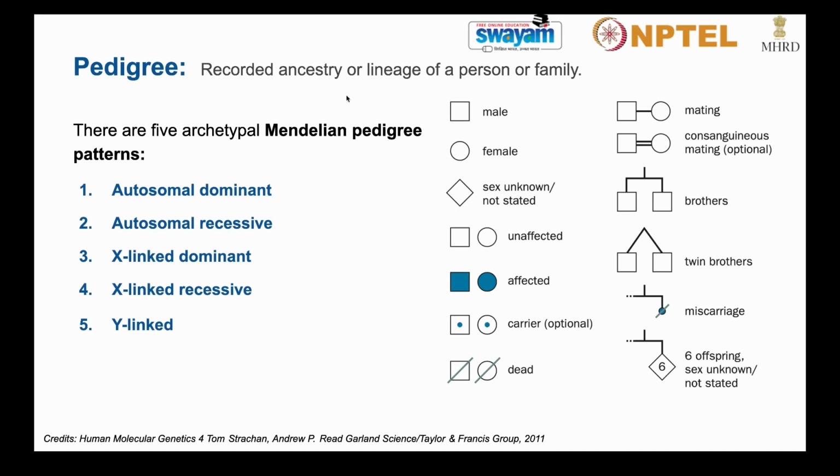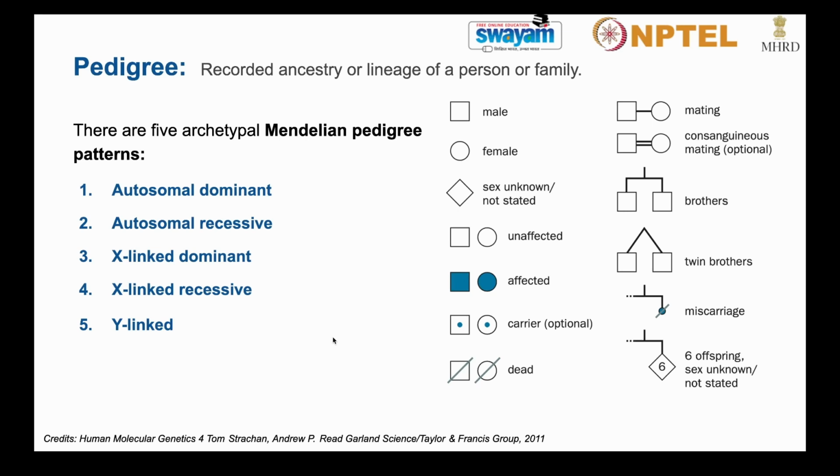Pedigree is nothing but the recorded ancestry or lineage of a person or family. There are 5 different types of Mendelian pedigree patterns, which are autosomal dominant, autosomal recessive, X-linked dominant, X-linked recessive, and Y-linked. And these are the symbols which I have shown you earlier also. I think you might be aware of what these symbols signify, and all 5 types have characteristic features which I think you are aware of. So we will not study them in depth; we will just perform a few problems related to them. In the previous session also, we discussed many problems related to these pedigree patterns, so I hope you are all familiar with these.